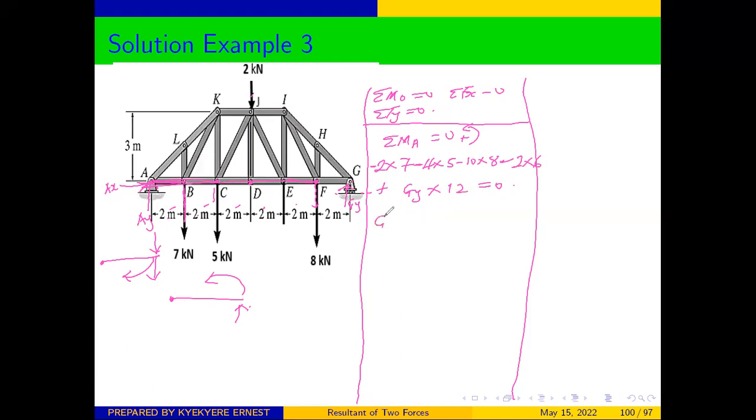And from there, we can see that our Gy will be equal to 80 plus 12 plus 20 plus 14, and 12 Gy. Therefore, Gy will be equal to 126 over 12, and our answer will be equal to 10.5 kilonewtons.